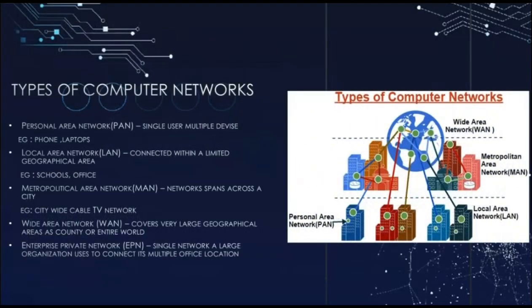Types of computer networks. A personal area network is for a single user with multiple devices, such as phones and laptops. A local area network is connected within a limited geographical area, so schools and offices use this type of network. A metropolitan area network spans across a city, such as city-wide cable TV networks. A wide area network covers very large geographical areas such as countries or the entire world. An enterprise private network is a single network a large organization uses to connect its multiple office locations.